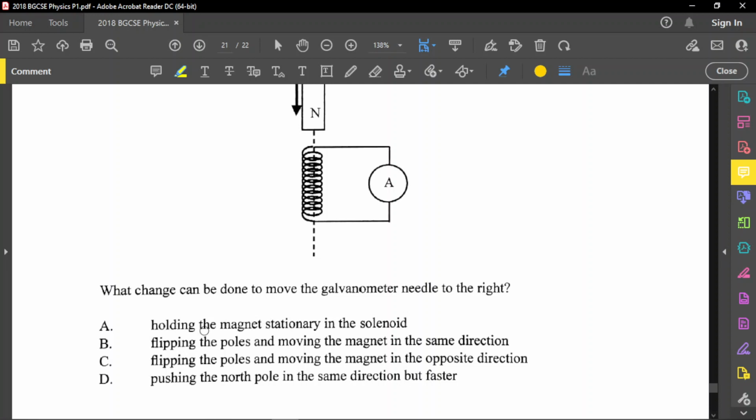If the magnet is held in one place, that means no deflection at all. Flip the poles of the magnet and move in the same direction. Yes, that will cause it to change the direction of the galvanometer. Let's get C. Flip the poles and go in the opposite direction, that would actually go to the left as well. Keep on in the same direction, pushing the magnet north in the same direction but faster. No, going faster means it's going to flick faster to the left. That's it. All right, so let's jump on to the next question now.